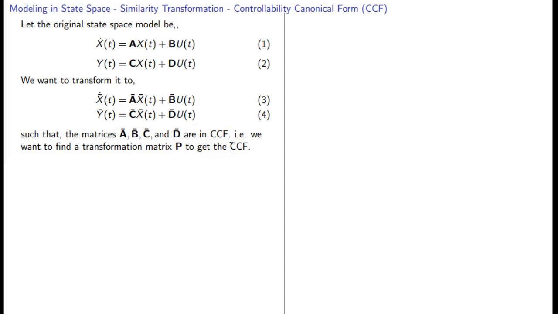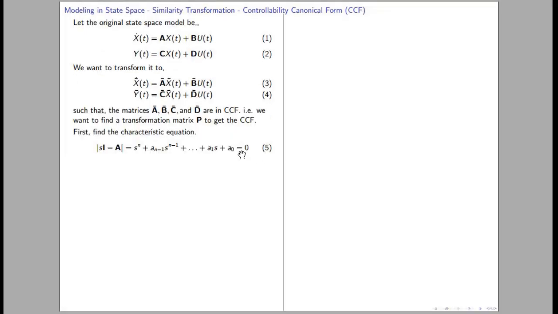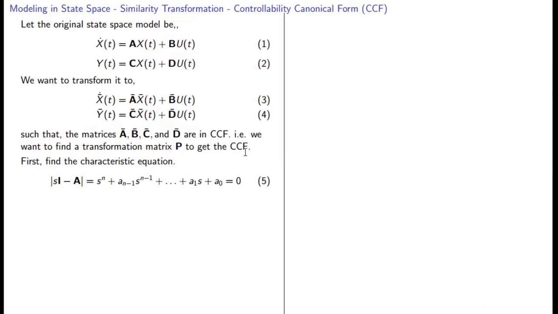I am not going to derive anything here. We are going to see the procedure to transform to the controllability canonical form and the observability canonical form. The first thing to do is to find the characteristic equation, which you can obtain as the determinant of sI minus A.